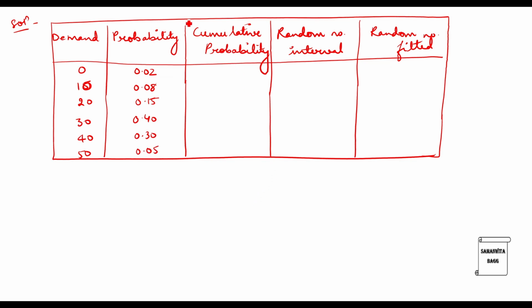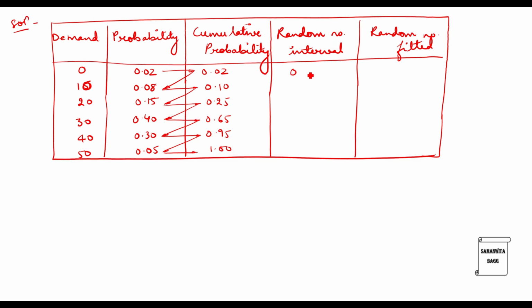So now we'll calculate the cumulative probability. The first value is 0.02. Next we'll add this and place here, so it becomes 0.10. Then we'll add this and place here, so this becomes 0.25. Next add this and place here 0.65. Add this, place here 0.95 and finally add this and place here. This is 1.00.